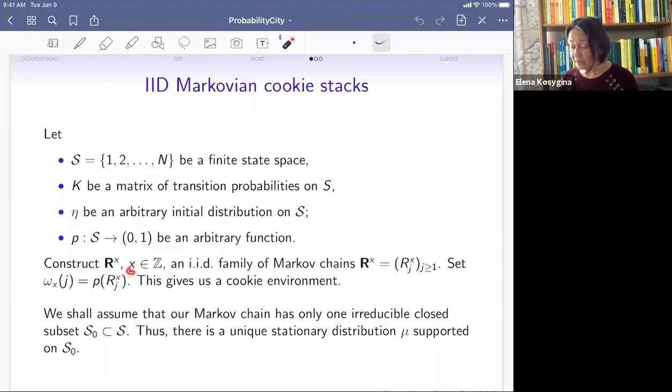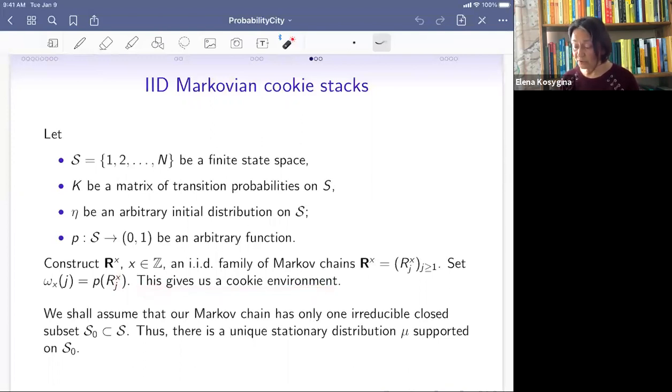And for each x in Z, I construct an independent Markov chain given this data, right? Starting with eta as the initial distribution, I construct a Markov chain, and I use the function p to generate my cookie stacks. So I have IID Markov chains, and the probability of the random walk to jump to the right is given by p evaluated at whatever state is at the jth visit. So this gives us a cookie environment.